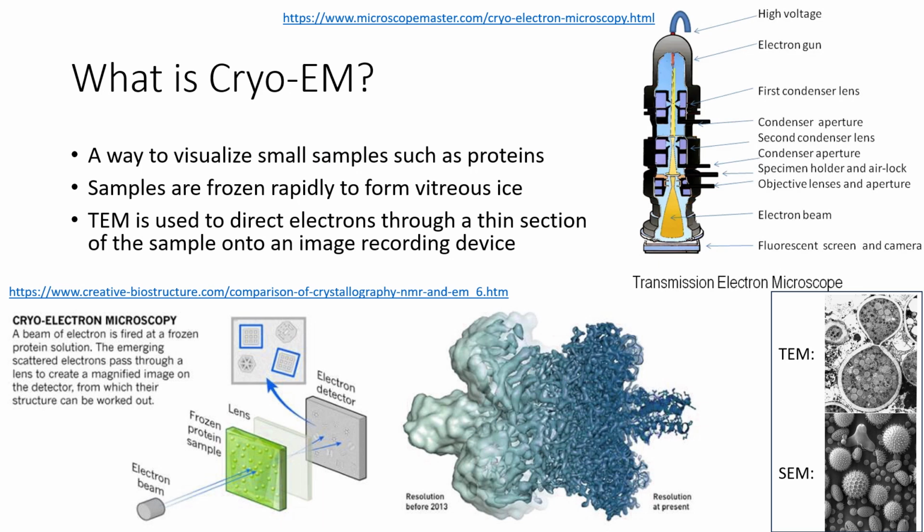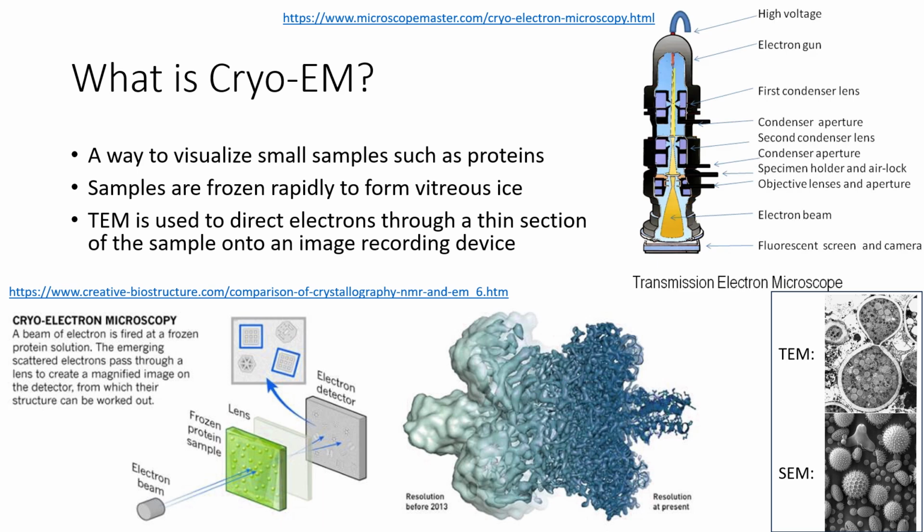Cryo-EM is a type of microscopy, so first I want to start by giving you a really quick crash course in microscopy. Light microscopes can only be used to visualize structures that are larger than the wavelength of light. To see much smaller structures, you can use electron microscopes because the wavelength of electrons is much smaller. Transmission electron microscopy, or TEM, is a type of electron microscopy in which electrons are directed through a thin section of the material to be visualized.